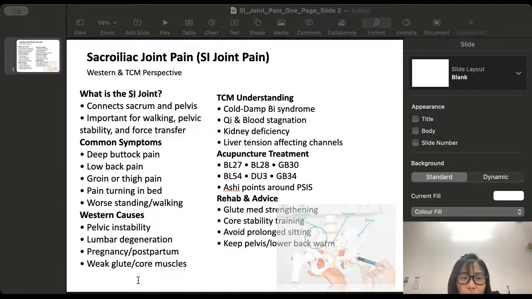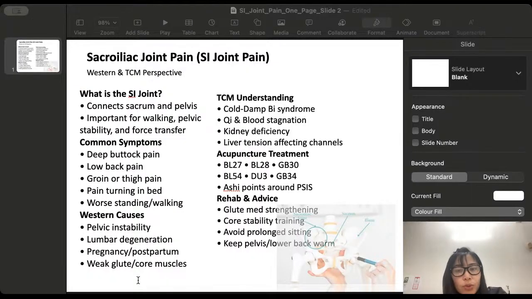From the Western medical perspective, more attention is now being paid to SI joint pain. In the past, many patients were simply labeled as having a disc bulge, but now we know many cases are actually SI joint dysfunction.